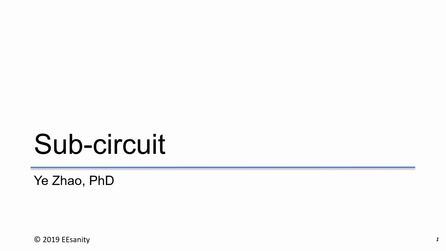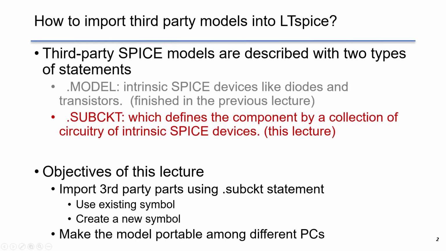In this lecture, we will learn how to use the third-party model as a subcircuit in LTspice. During previous lectures, we explained how to include the third-party model like the spice model into LTspice using .model. This time, we will use .subckt, the subcircuit, to define the component by a collection of circuitry of intrinsic spice devices.